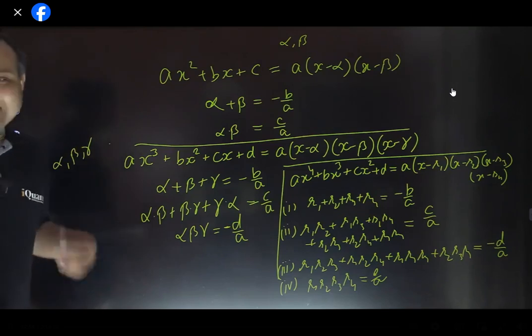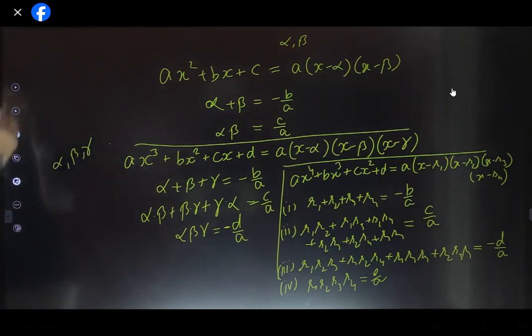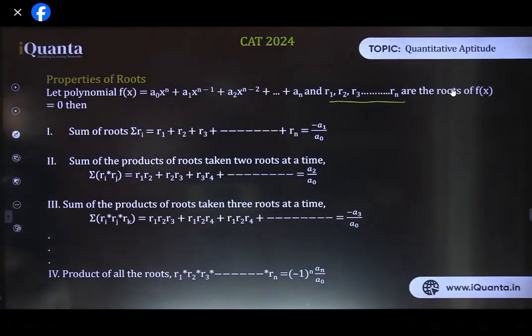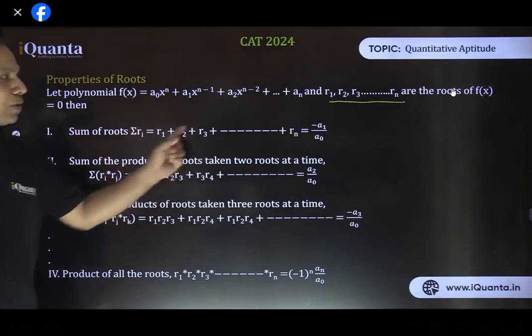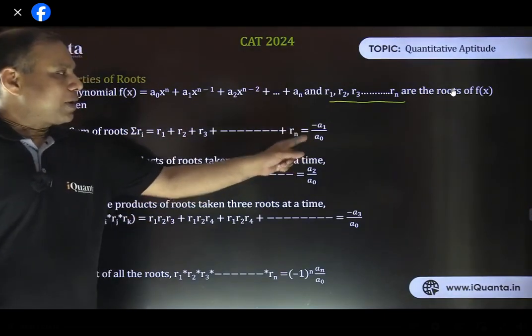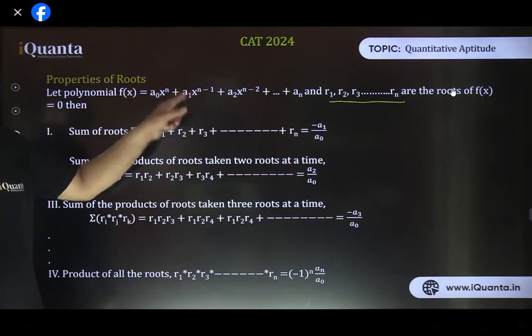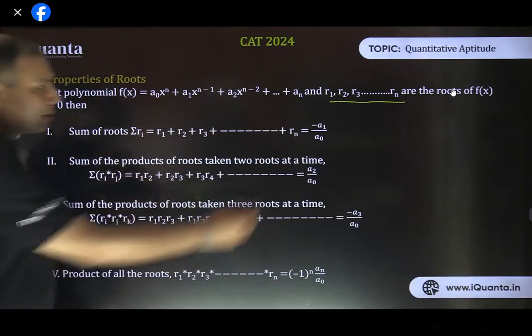Now when we extend the same logic for the nth degree equation, we are going to get the following results. Here they are on your screen. So sum of the roots, taking one at a time, r1, r2, r3 and so on, it is minus a1 upon a0. So a0 was the leading coefficient, and a1 was the second coefficient, of x power n minus 1. Okay? This part.